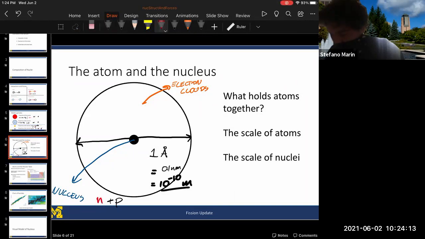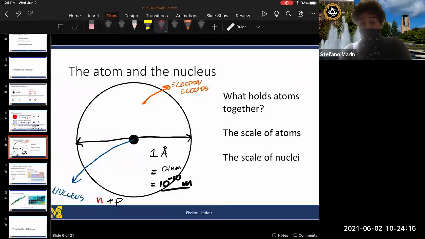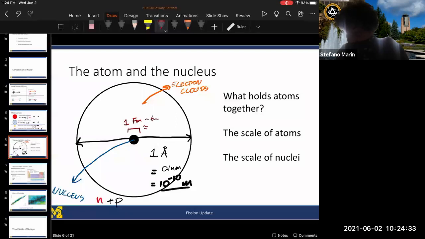However, what we have to understand is that the nucleus is much, much smaller than the atom still. When we look at the dimension of the nucleus, we're talking about 1 Fermi. So that's another scientist that got units named after him, although these units are also called femtometers. Those are exactly 10 to the minus 15 meters, or, with quick math, 10 to the minus 5 angstroms.